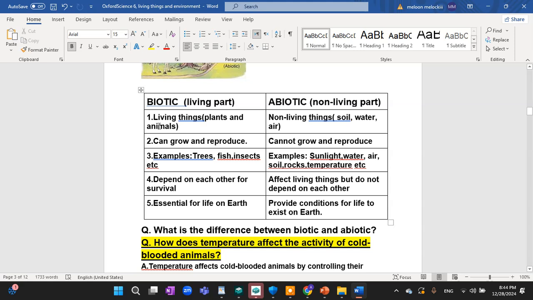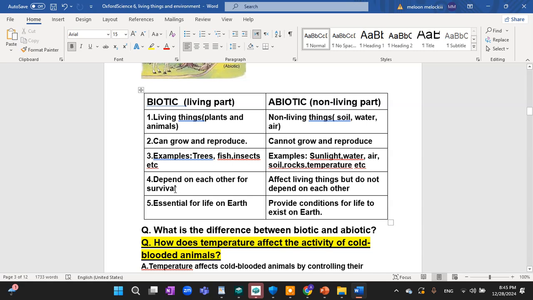The first point, biotic living part. It includes all the living things, plants and animals, which can grow and reproduce. For example, trees, fish, insects, etc. And the living things depend on each other for survival. And the biotic part is very essential for life on Earth.